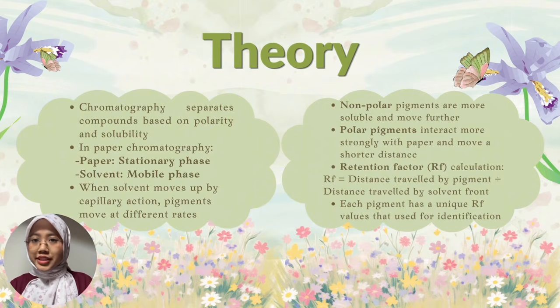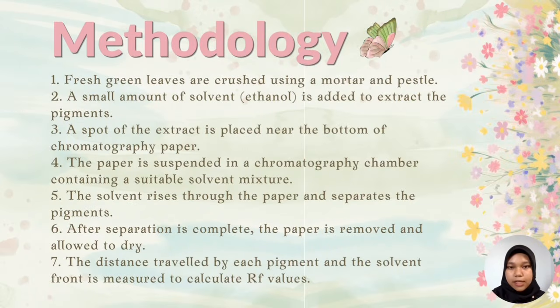The retention factor, RF value, can be calculated using the formula RF equals distance traveled by pigment divided by distance traveled by solvent front. Different pigments have characteristic RF values that help in their identification. Now, I will explain the methodology used in this experiment.